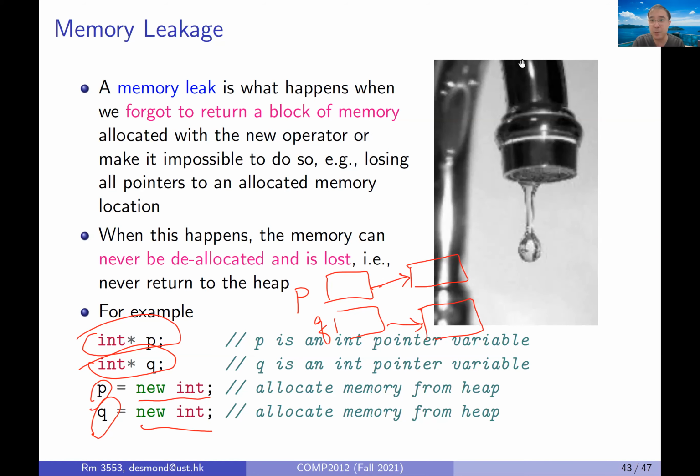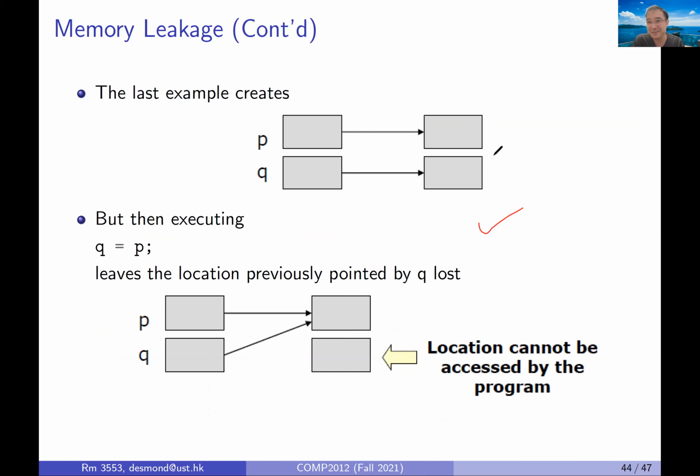And this is a beautified version because my drawing is really bad, I know. Okay, now Q equal P. P keeps the address of the first poor guy, right? So essentially, this is the address of the first poor guy. You put the address of the first poor guy to Q.